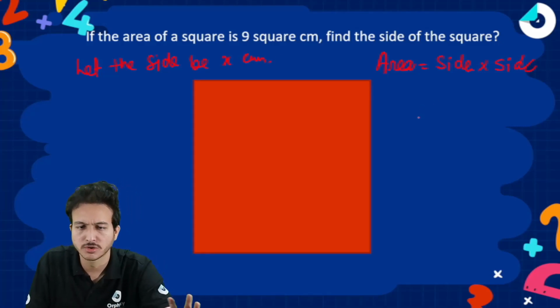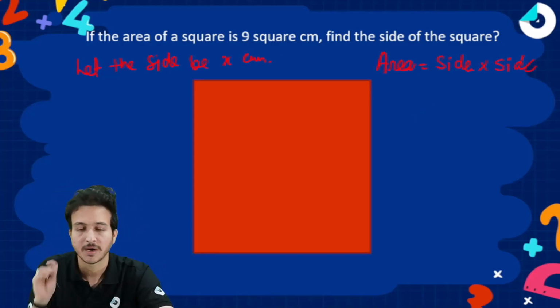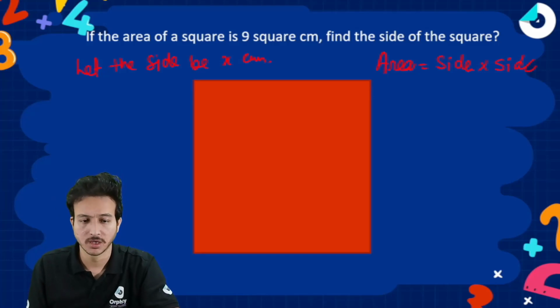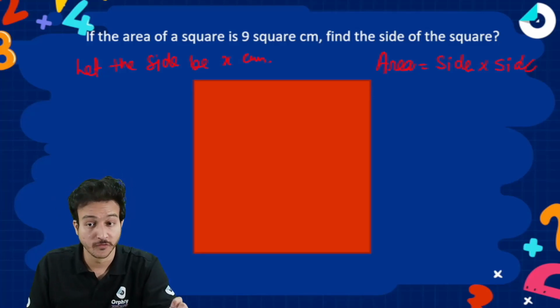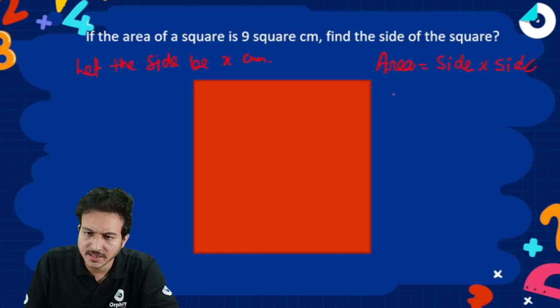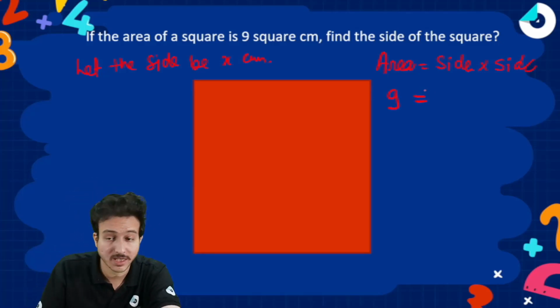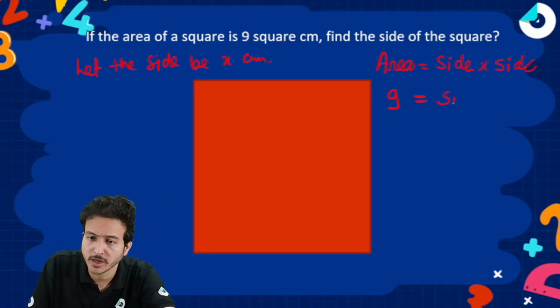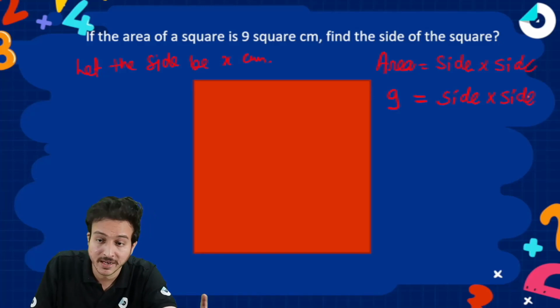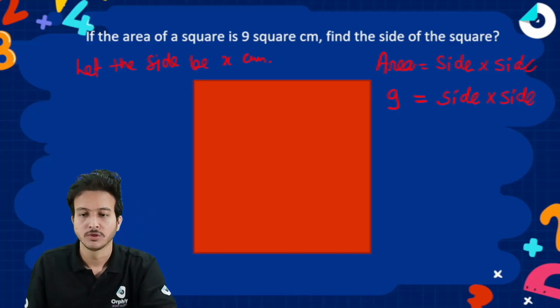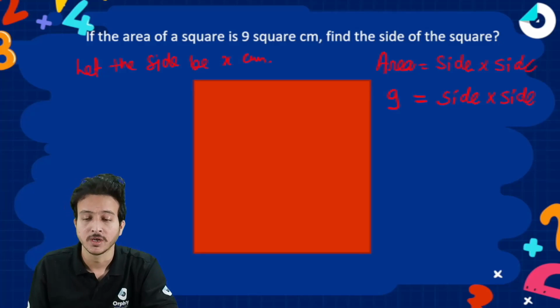Or if you don't want to assume, do not assume the side, but we know that a square is a shape in which all the sides are of equal measure. The area is given to us as 9 square centimeter. So we need to find a number which, if we multiply it by itself, will give us the answer 9.